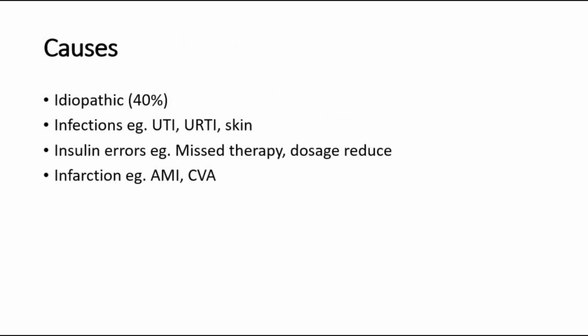These are the few causes of DKA. First one is idiopathic, which is quite common, 40% of the cases. Infections like urinary tract infection or upper respiratory tract infection can also cause DKA. Insulin errors, for example, if the patient is a diabetic patient on insulin injections and then they miss the therapy, or there is significant reduce in the dosage. And the fourth cause is infarction, for example, in patients with heart attack, acute myocardial infarction, or stroke events.